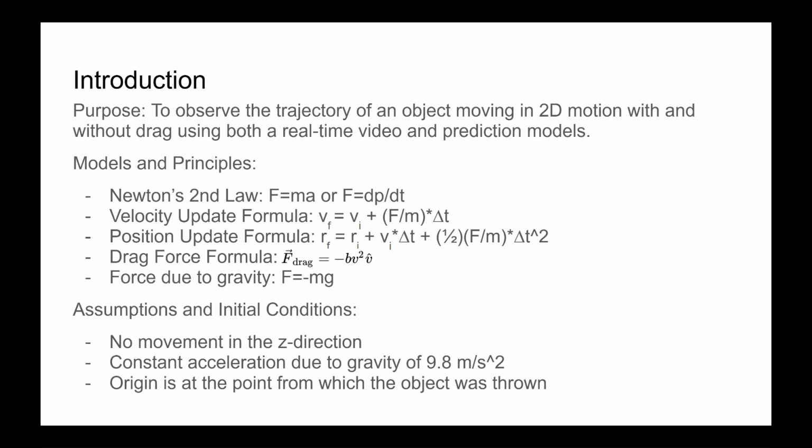The models and principles involved include Newton's second law, which is force equals mass times acceleration, or force equals change in momentum over change in time, the velocity update formula, the position update formula, the drag force formula, and the force due to gravity. Assumptions and initial conditions include no movement in the z direction, constant acceleration due to gravity of 9.8 meters per second squared, and the origin will be at the point from which the object was thrown.